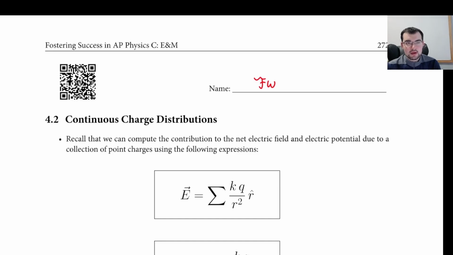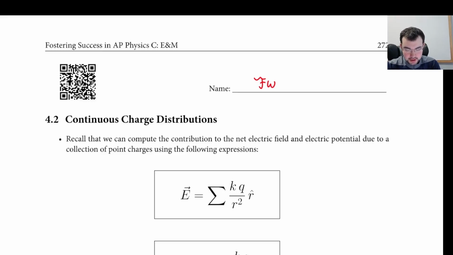All right. So now we're actually going to talk about continuous charge distributions, which is the case of not just isolated point charges, but charged objects that we're going to break up into different charge segments and find the field and potential generated by those distributions.